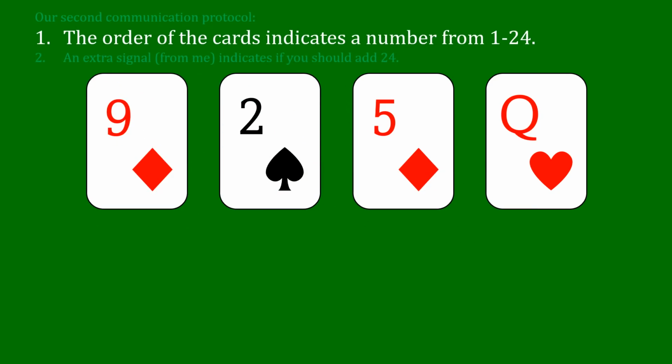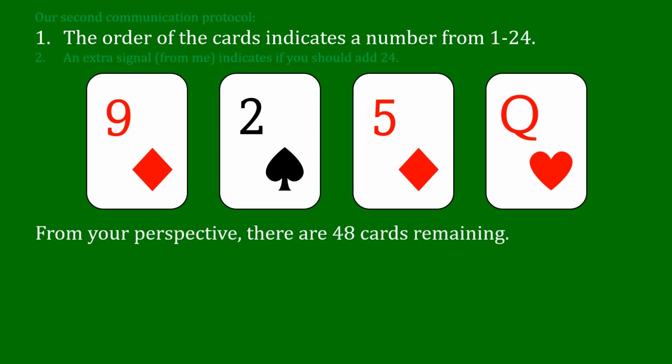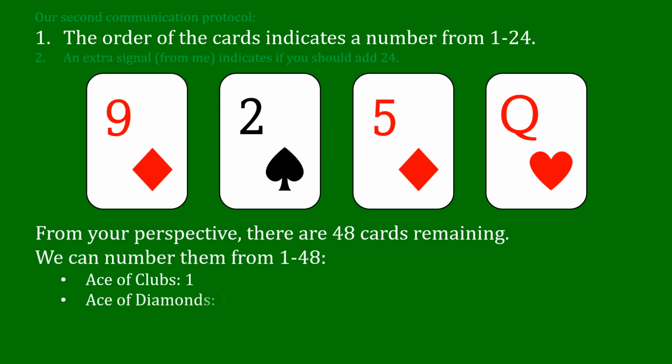The first part of the protocol is that the order of the cards indicates a number from 1 to 24. Again, there are 48 cards remaining, but let's not worry about that for now. We can order the remaining 48 cards as we did earlier, starting with the Ace of Clubs at number 1 and ending with the King of Spades at number 48.